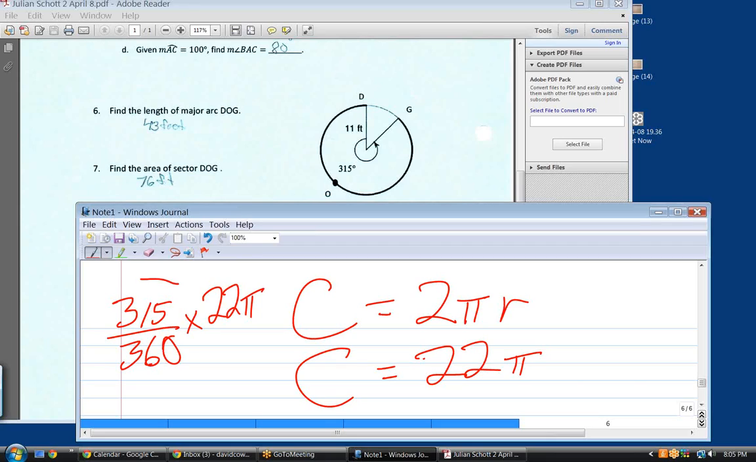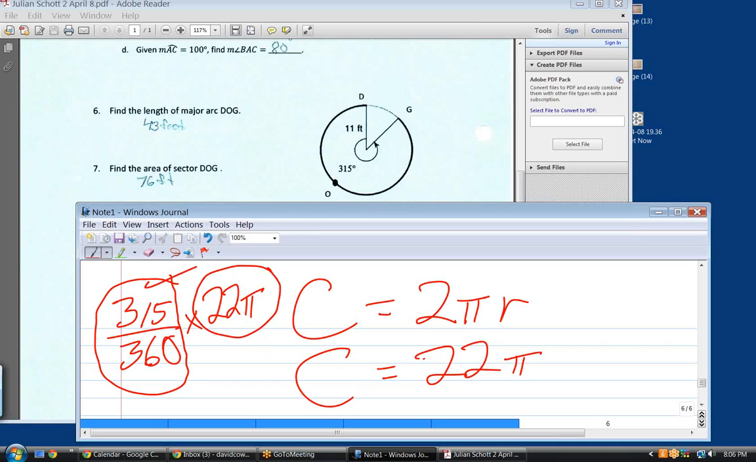We have this part of that total circumference. If this was 180, we would be looking at half the circumference, and it would just be 11 pi. But it's not 180, it's a weird number like 315, but the ratio of this arc to the circumference is the same ratio as 315 is to 360. So we multiply the entire circumference by that ratio.